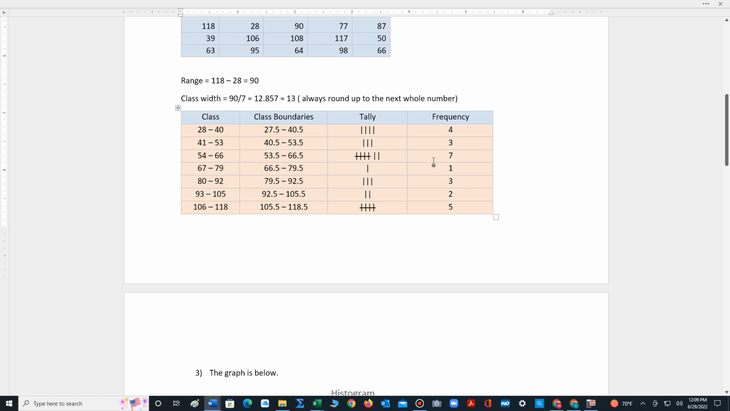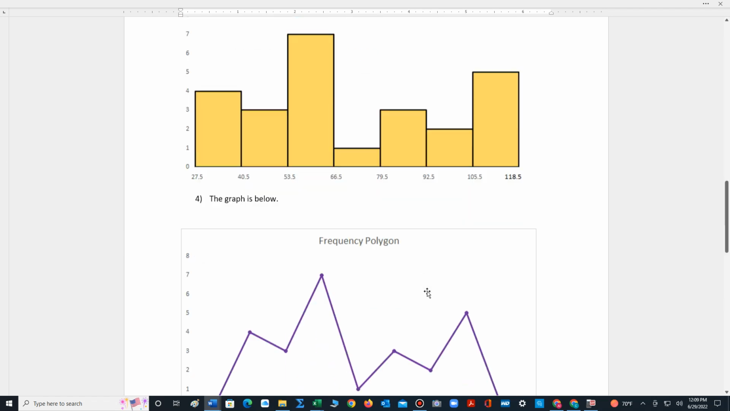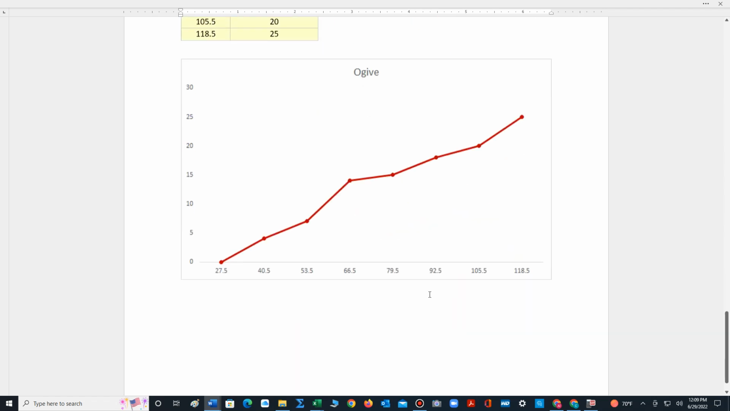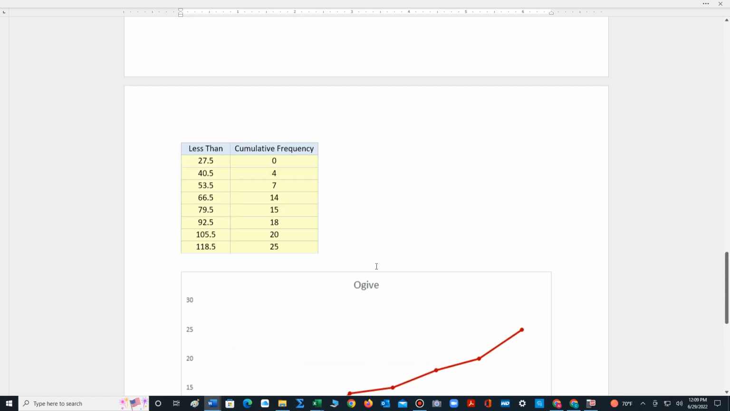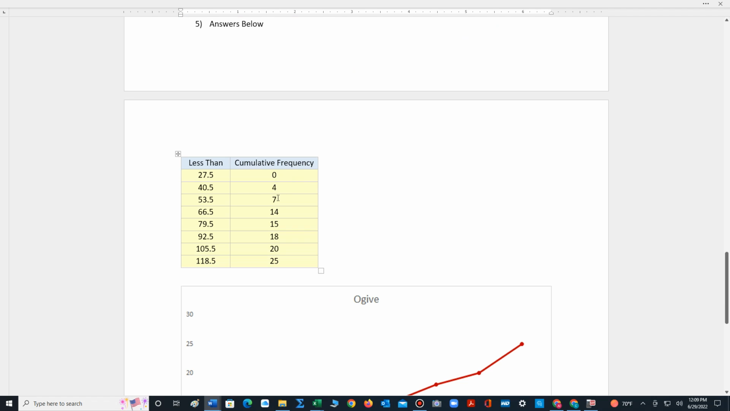Go down to the next limit. We have 7 plus another 7 is 14. And then just think of it as a running total. We just keep adding the next frequency to the total. And that's how we were able to derive these values here. So 0, 4, 7, 14, 15, until finally the last boundary limit is the sum of the entire column.